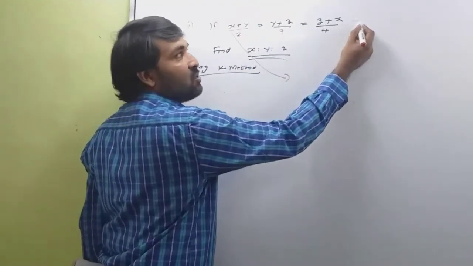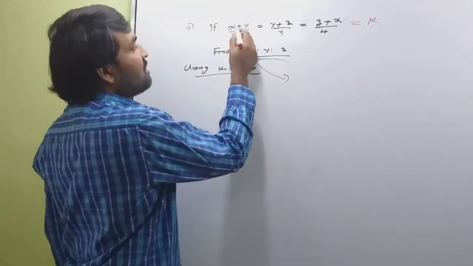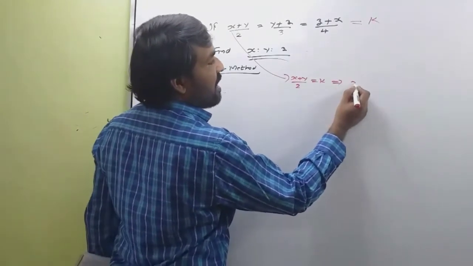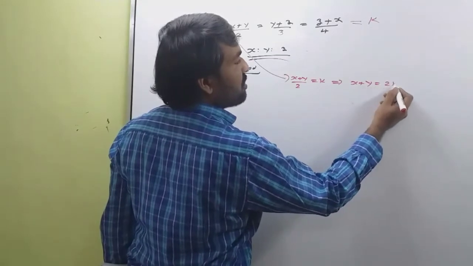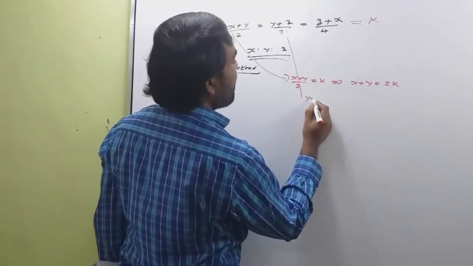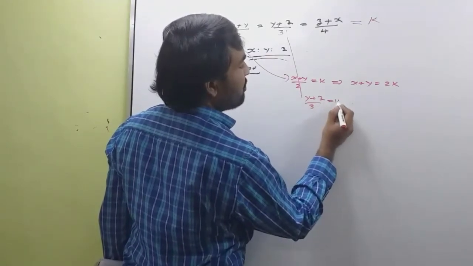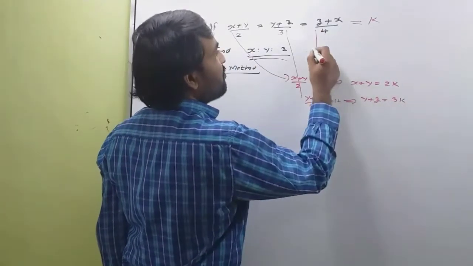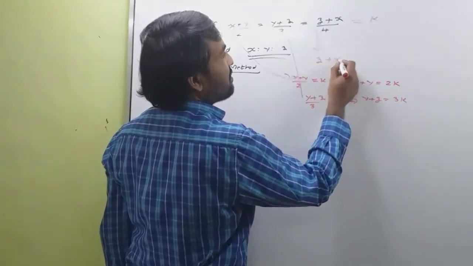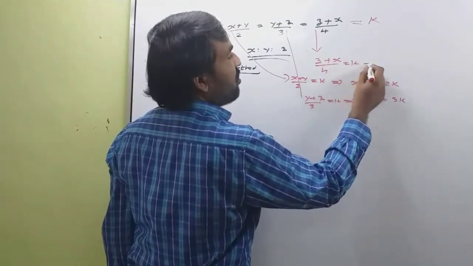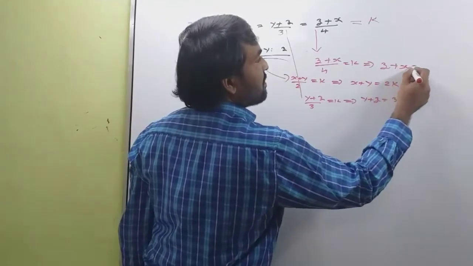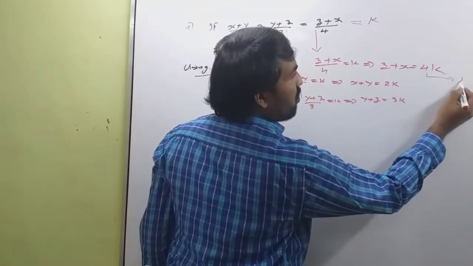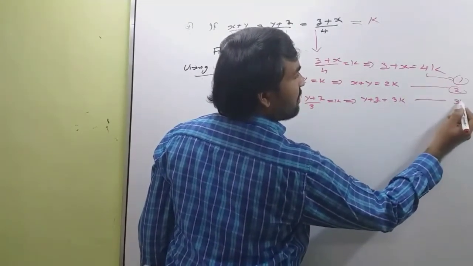So we can put this equal to K. So from this, x plus y by 2 is equal to K, or x plus y is equal to 2K. From here, y plus z by 3 is equal to K. This implies y plus z is equal to 3K. And z plus x by 4 is equal to K, or z plus x is equal to 4K. So we have three expressions, 1, 2 and 3.